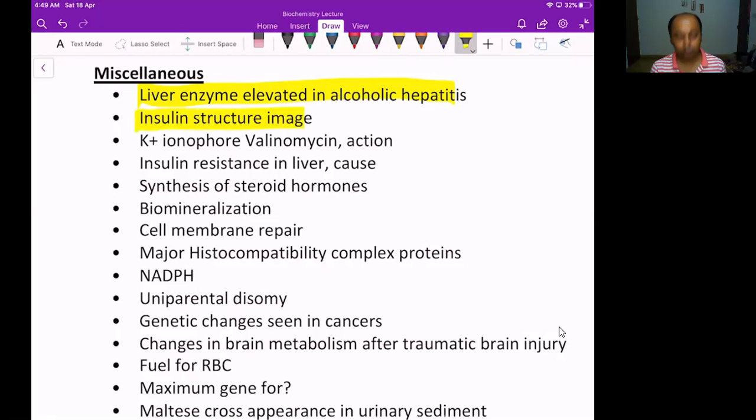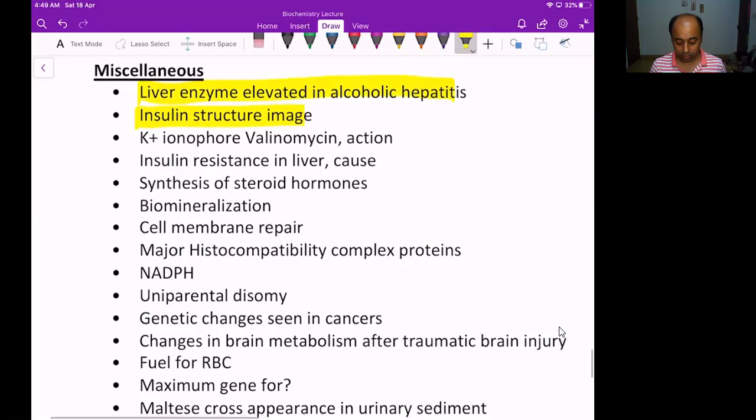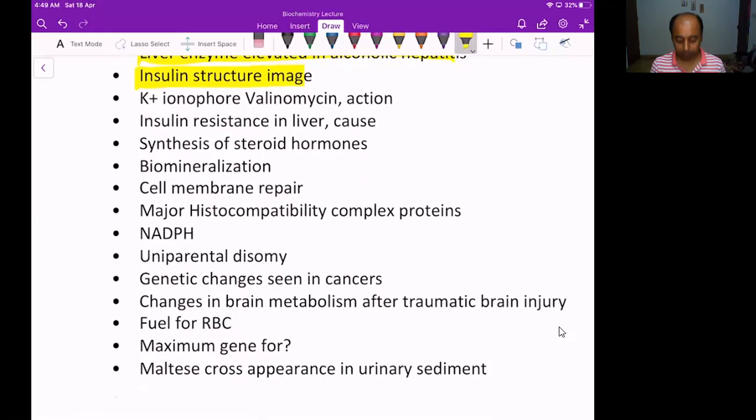One question was asked about insulin structure. An image was given and 4 parts were marked, and the question was where a damage will not cause any change. So again, an out of the blue question. The potassium ion for vancomycin, what is the action at which site and what is the mechanism through which it is acting? This question has been asked.